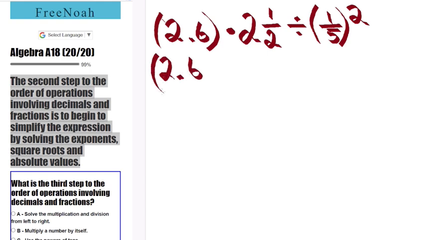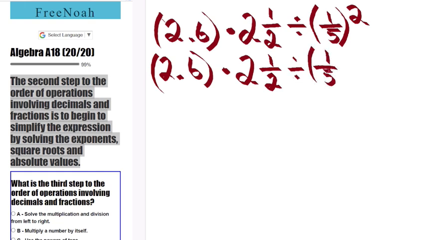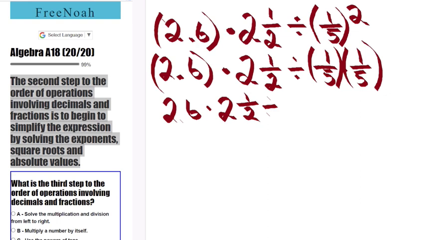Well, so we're going to rewrite the statement here, as is, our first two factors. We're going to leave them alone, and we're going to evaluate the 1/5 to the second power here. So we're going to rewrite this as 1/5 times 1/5. Well, that's going to go as 1/25.